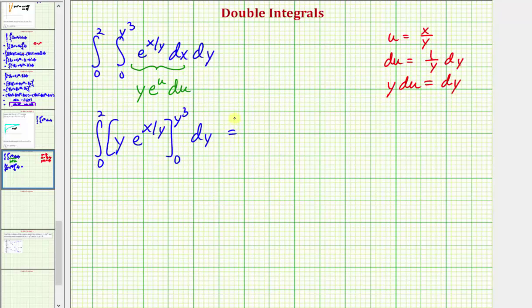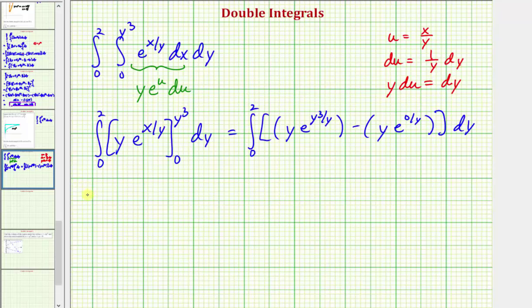And now these limits of integration are for x, so we'll perform substitution for x with y cubed and 0 and then find the difference. So when x is equal to y cubed, we would have y times e raised to the power of y cubed divided by y, and then minus, when x is 0, we'd have y times e raised to the power of 0 divided by y.